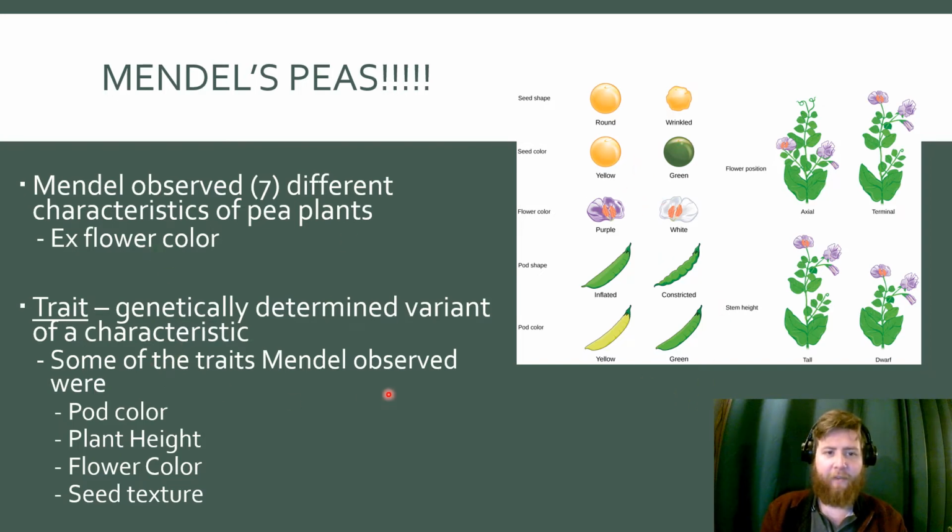So he looked at lots of traits: pod color, plant height, flower color, seed texture, the flower position, and whether or not the pod had a color or shape. So there were a lot of things that he was looking at. Like I said, keeping a lot of numbers moving around, it's a good thing he had statistics.